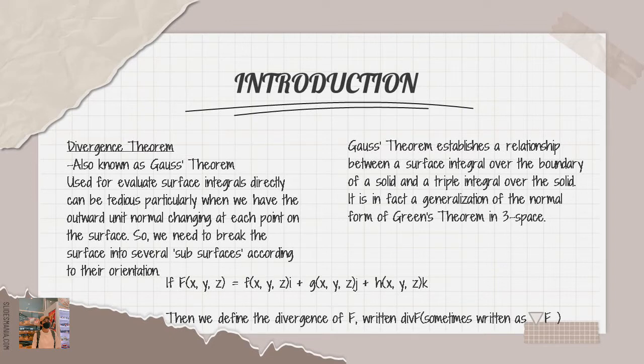The Gauss theorem establishes a relationship between a surface integral over the boundary of a solid and a triple integral over the solid. It is in fact a generalization of the normal form of Green's theorem in 3-space. If F(x,y,z) equals f(x,y,z)i plus g(x,y,z)j plus h(x,y,z)k, then we define the divergence of F, written div F, or sometimes written as del dot F.